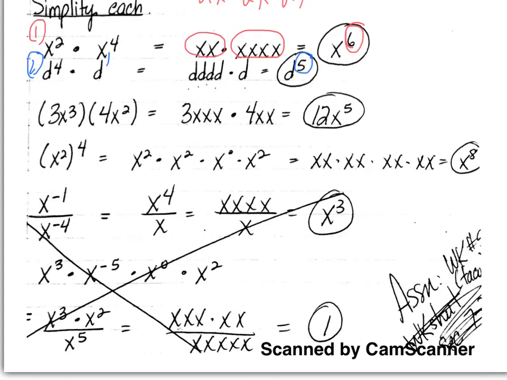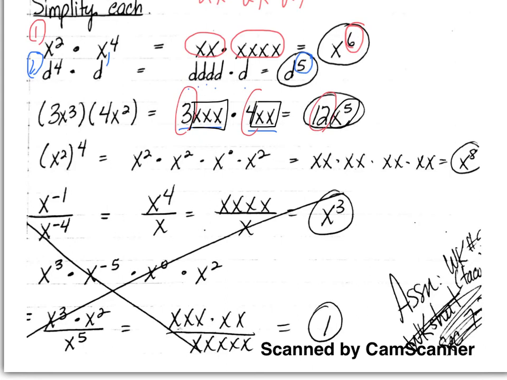Let's look at something like this. 3x squared times 4x squared. That simply says, hey, 3 times x times x times x. Multiply that by 4 times x times x. So simply take the numbers, multiply them together. 3 times 4 is 12. And then we take the x's, and when in doubt, write them out. We have how many x's total? We have 5 x's total.